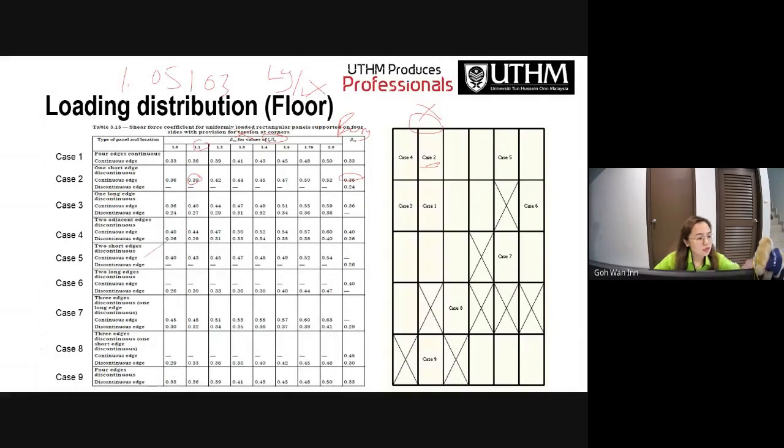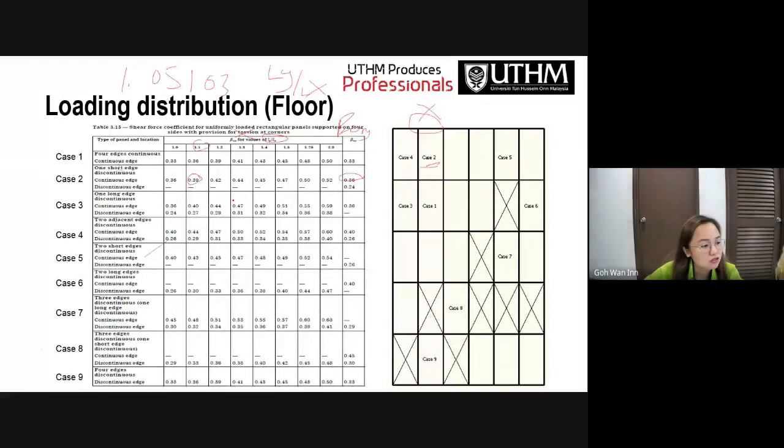So number 3, let's go to number 3. One long edge discontinue. So for case 3, you can see it here is one long edge discontinue. It's one long edge, means the long edge one is where the slab discontinue. So case 3 you can see it here. So the longer edge here is discontinue. No slab beside it. So this is case number 3.